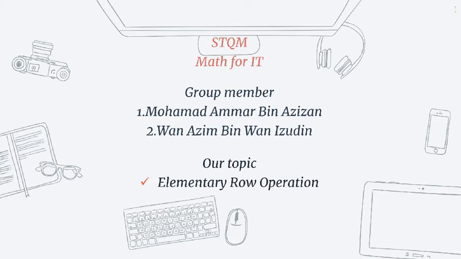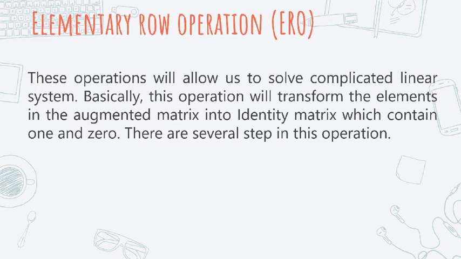In this video, we're going to explain elementary row operations. This operation will allow us to solve complicated linear systems. Basically, this operation will transform the elements in the augmented matrix into an identity matrix, which contains 1 and 0. There are several steps in this operation.